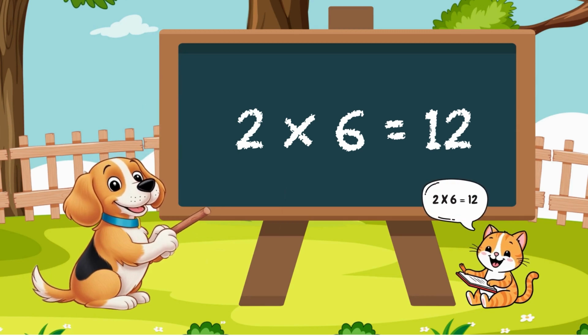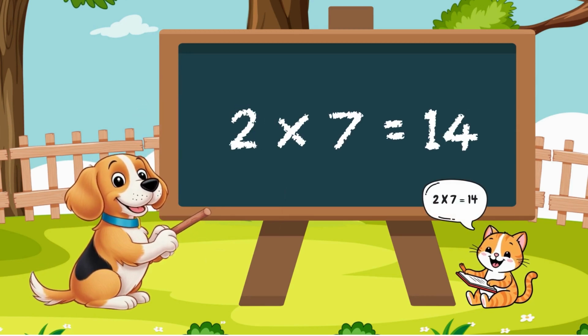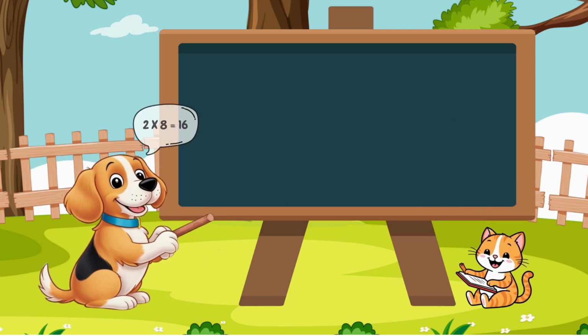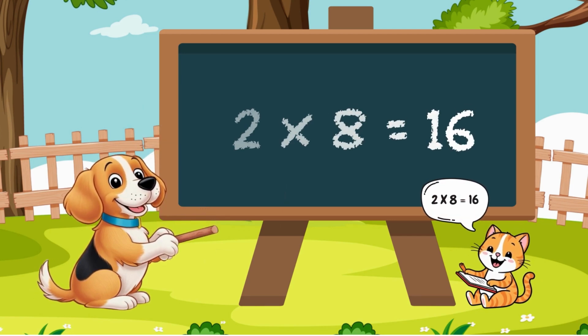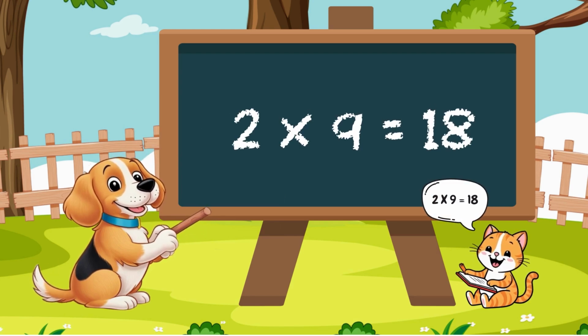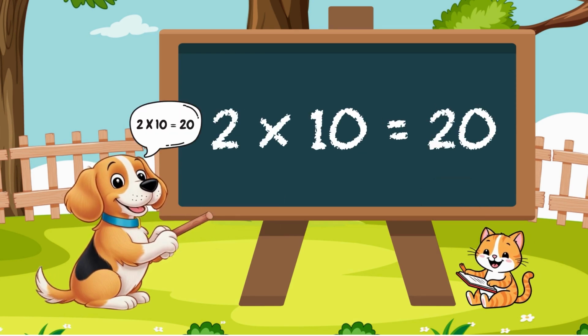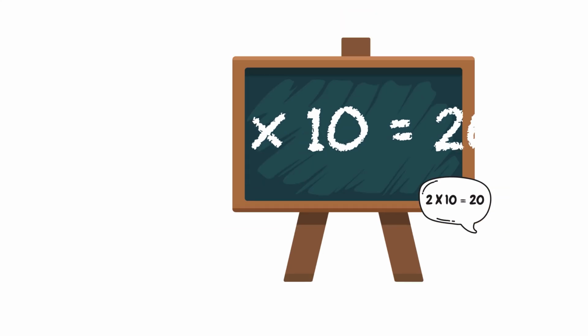Two sevens a 14. Two eights a 16. Two nines a 18. Two tens a 20.